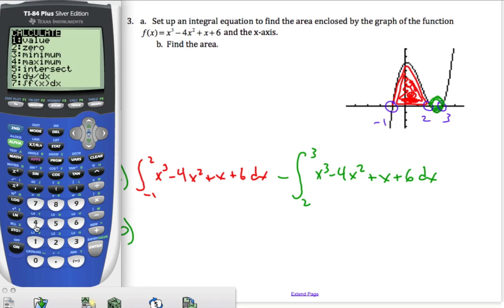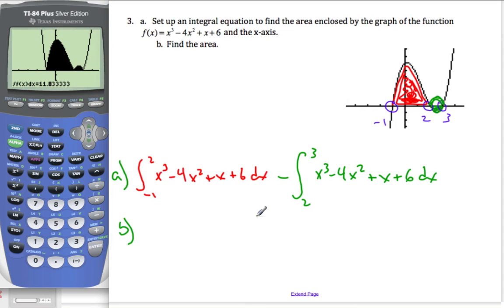If I take the integral from number 7, I'm going to go from -1 to 3. When I do that, I end up with a value that is equal to 11.833, or 11.83 repeating. So that is going to be 71 over 6.